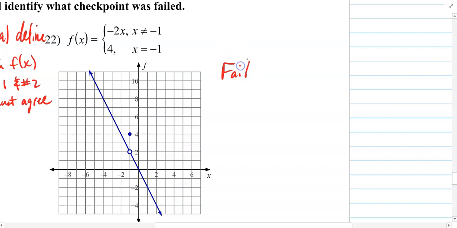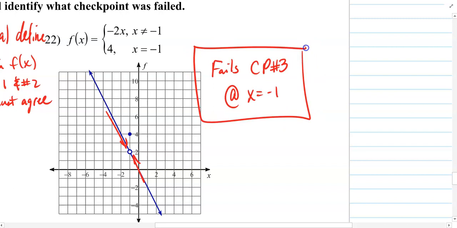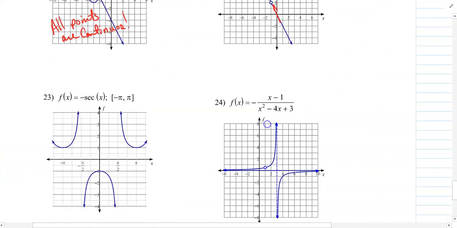It passes checkpoint 2. I almost said that it didn't, but it does pass checkpoint 2 because the limit of this particular function does exist. But it actually fails checkpoint 3 because you'll notice that the limit leads us to believe that the function value should be 2. So the behavior of the function as x approaches -1 is 2, but the function value itself, when x is equal to -1, is equal to 4. So this fails checkpoint number 3 at the position where x is equal to -1. Other than that, however, all other points on the graph would indicate a continuous function.